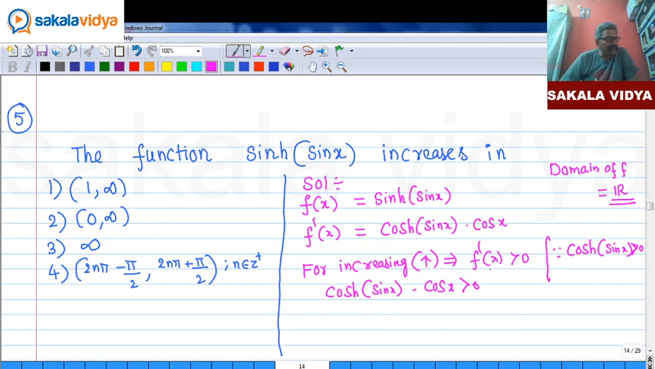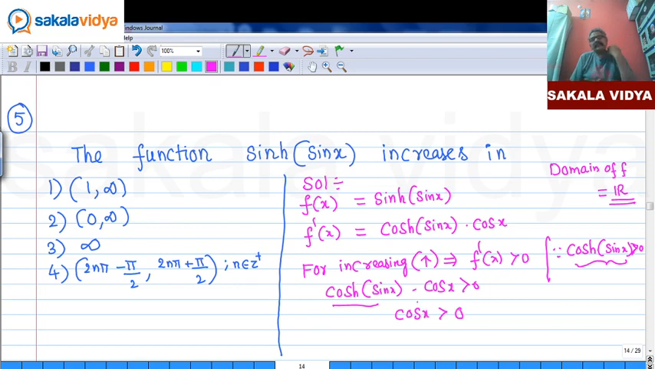I will tell you how to find the domain. Here sin x takes all the real values, but its range is -1 to 1. That is why the domain is R. So now it will always be positive. Positive into positive is positive. So obviously we get cos x is greater than 0.